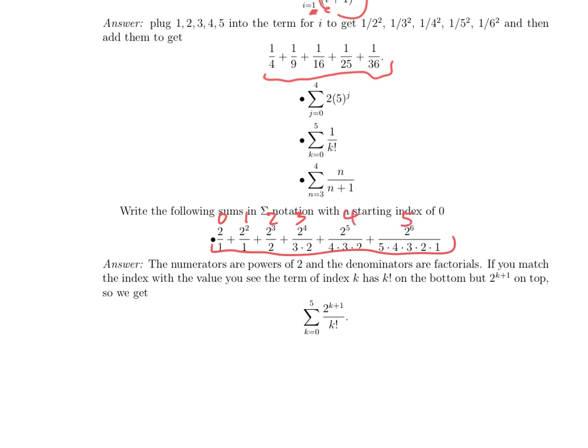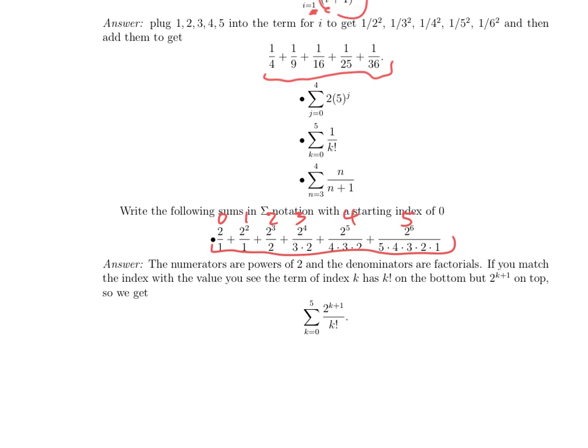So in each case, you're taking 2 to 1 more than the index, right? 2 to the 0. Well, that's a mistake, sorry. That should be 2 to the 1, 2 to the 2, 2 to the 3, 2 to the 4, 2 to the 5, 2 to the 6. As I catch these mistakes, I will fix them in the notes.